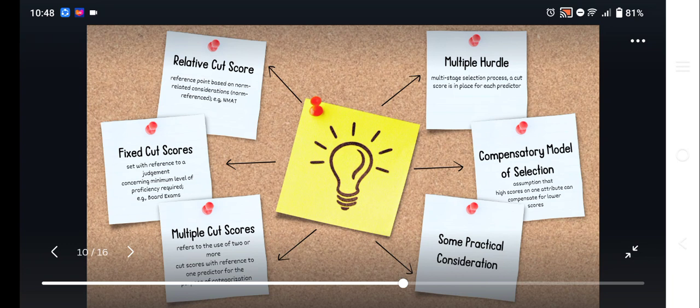Hindi ko pa pala nalipat kanina. Ito po yun na. Meron tayong fixed cut score, relative cut score, multiple cut score, ang daming cut score, diba? Multiple hurdles, compensatory model of selection. There is some particular consideration. Okay?